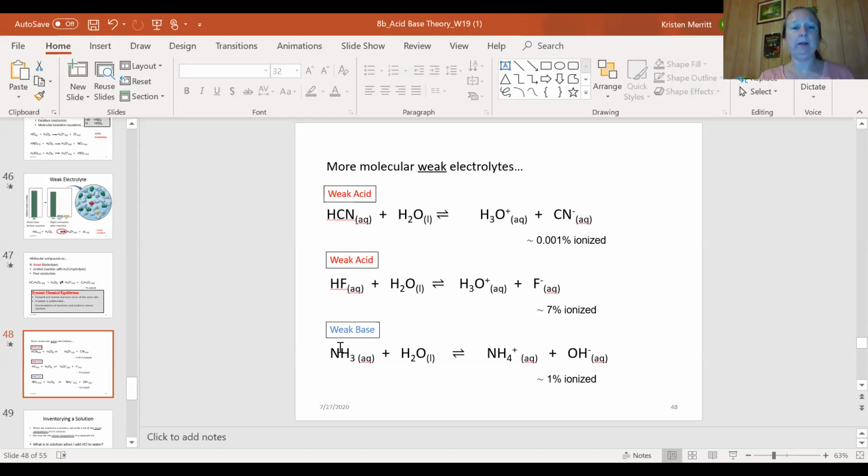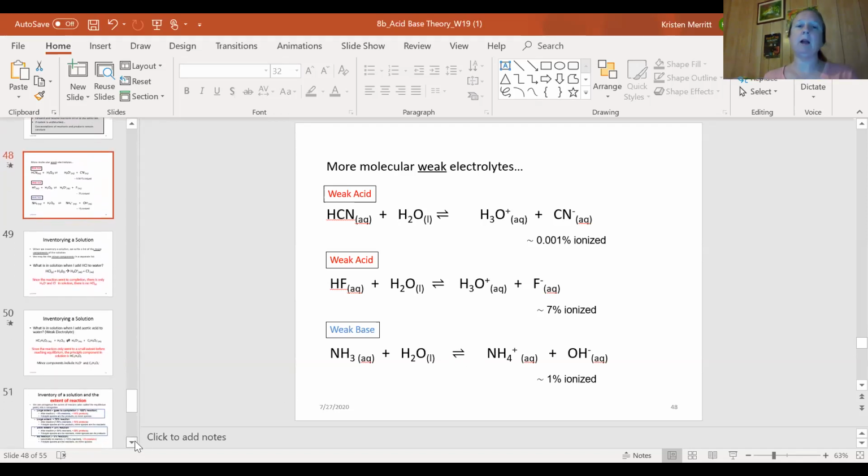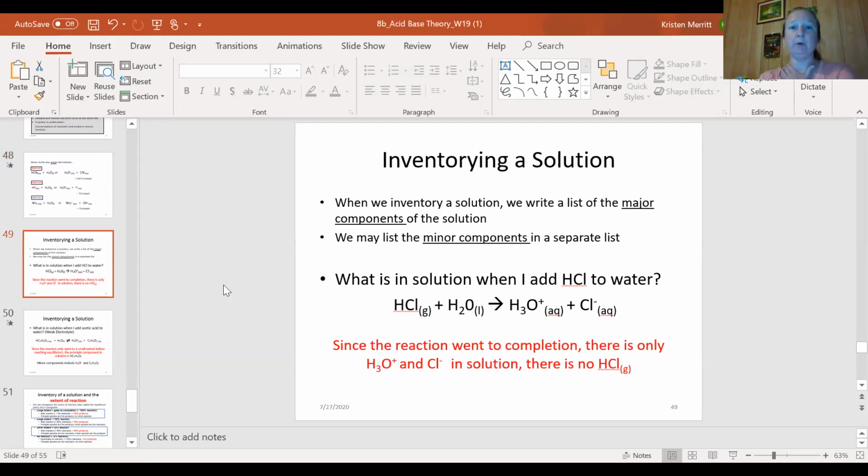A weak base, ammonia, same thing though. 99% of it is in the ammonia form when it reacts with water. 1% is ammonium ion and hydroxide. So your inventory on this one is major and minor. When you have the double arrow, that's your key. And why do you have a double arrow? Because it's weak and it's not going to 100%. At a certain point, the products are reacting with each other and making the starting material, the reactants. So that's what we call our inventory. Your major and your minor, and the only time you have minor is when you have a double arrow.